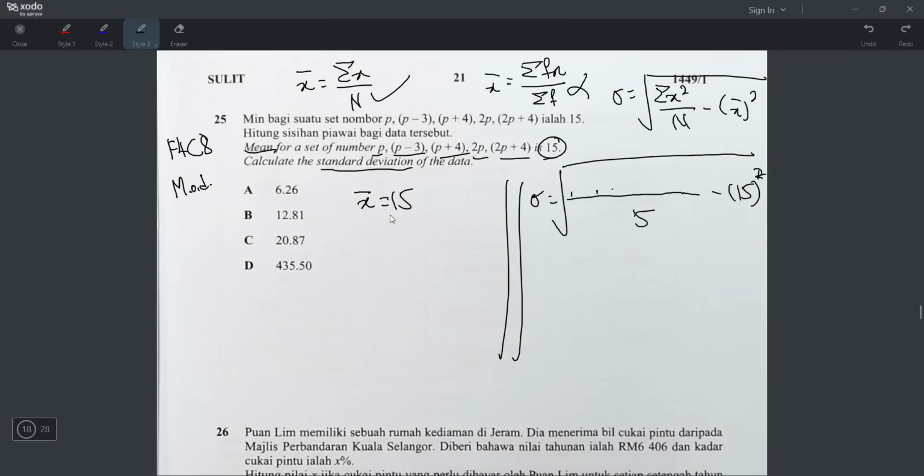So what I have to do is, instead of doing standard deviation first, I first need to use the mean formula to get the p value first. So what's the formula for mean? Use this formula. Sum of x, it means sum of all the data, all the numbers. So p plus p minus 3 plus p plus 4 plus 2p plus 2p plus 4, and then over 1, 2, 3, 4, 5 numbers.